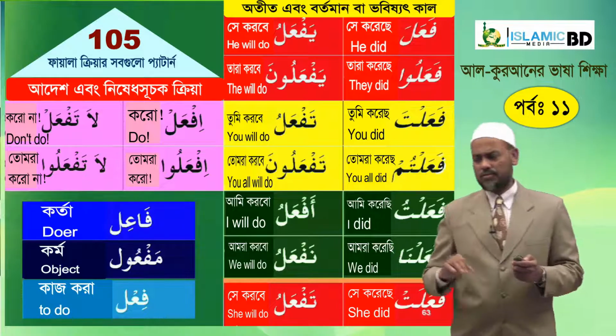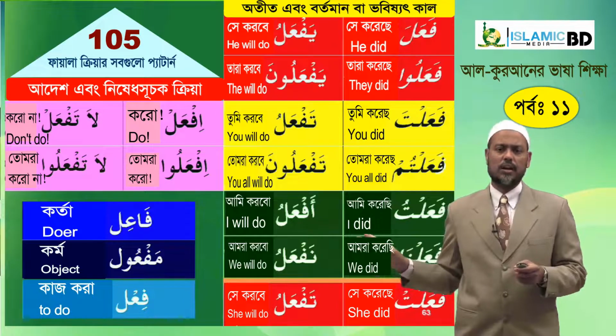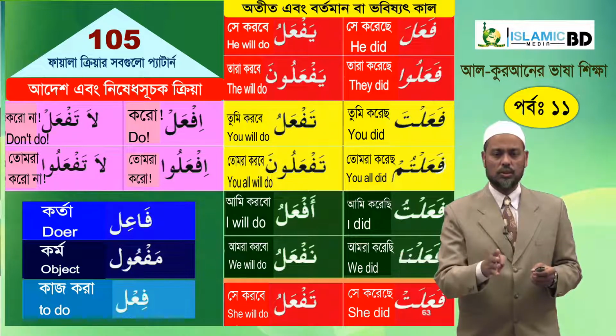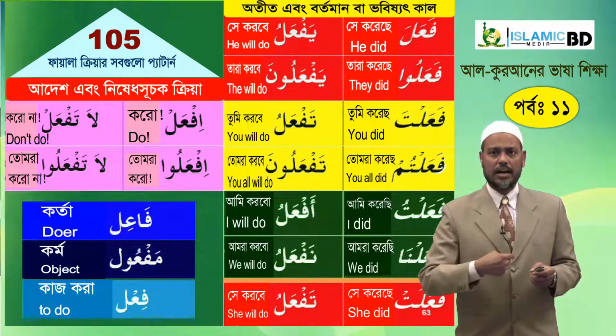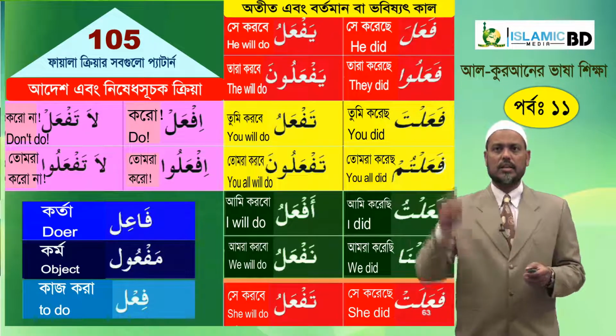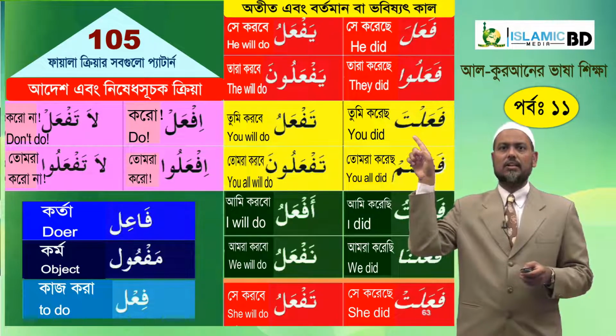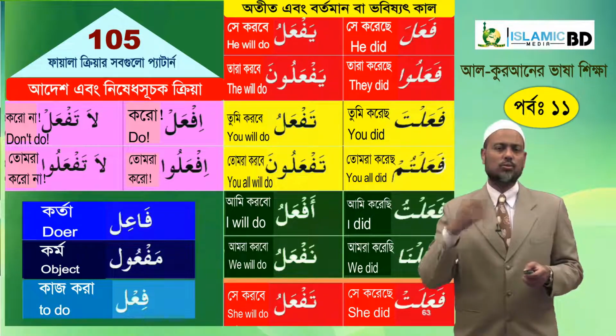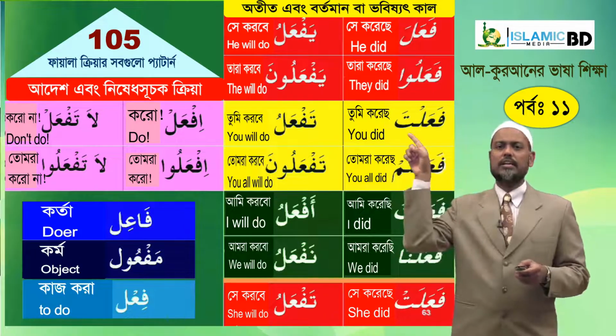Please translate. Fa'ala means he did. Fa'alu, they did. Fa'alta, you did. Fa'altum, you all did. Fa'altu, I did. Fa'alna, we did. Yaf'alu, he does. Okay. Yaf'aluna, they do. We have here he will do, that is also correct. But yaf'alu, he does.